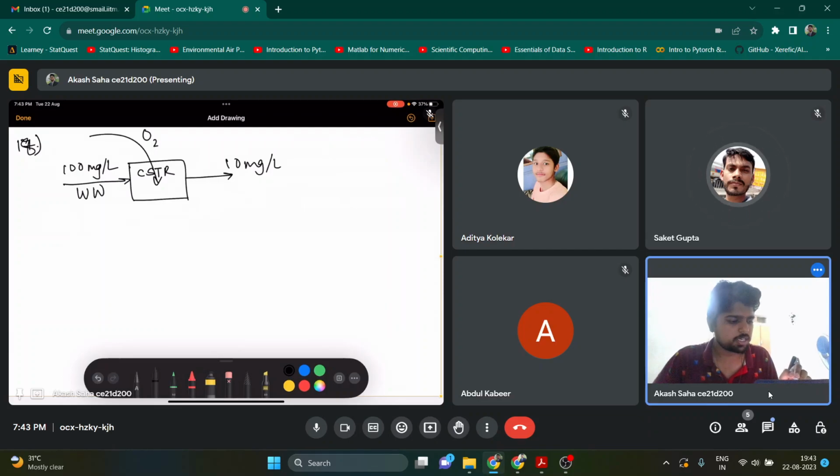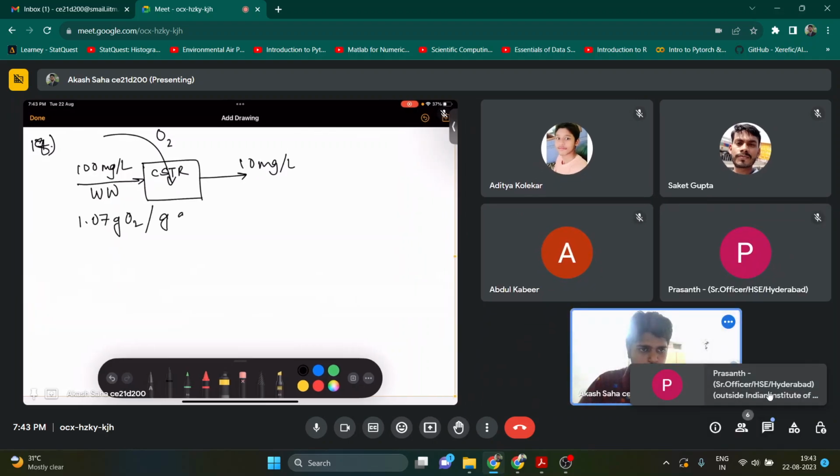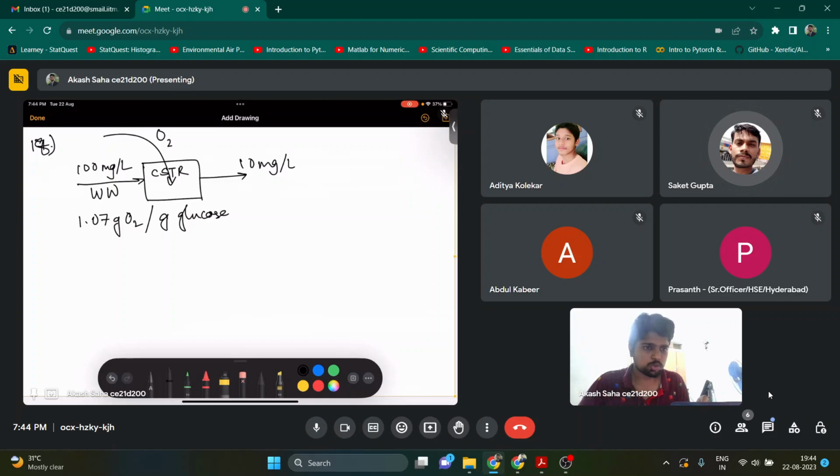Okay, so this is the overall question. I told you that 1.07 gram of oxygen is required per gram of glucose. This was clear, right? So per gram of glucose.